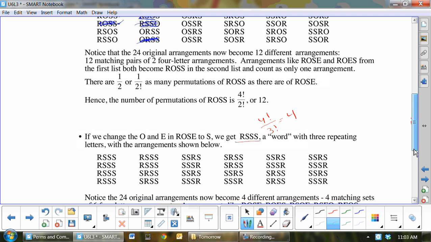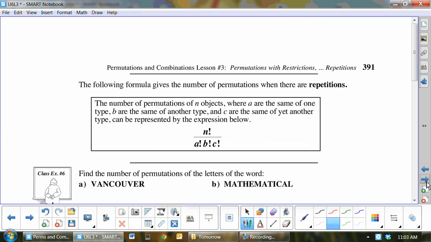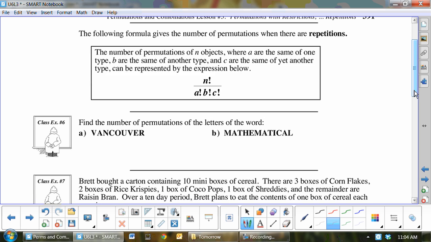So the next page is the formula to be able to deal with repeats. It is n factorial divided by a factorial, b factorial, c factorial. Now, those ABCs depend on the number of repeats there are in the word. It could be d factorial even, or just a and b, or just a. Okay? Now let's get going so you can see how this works.